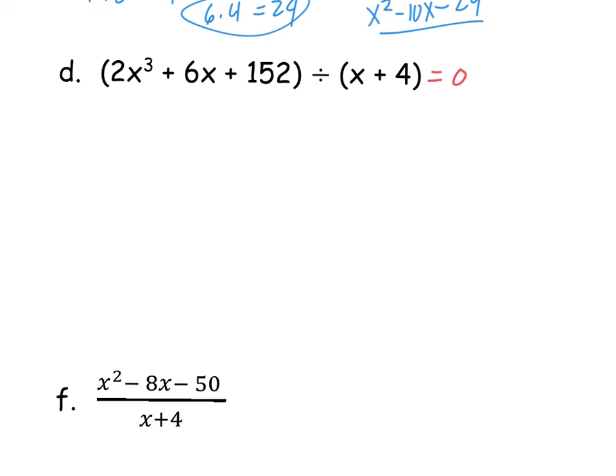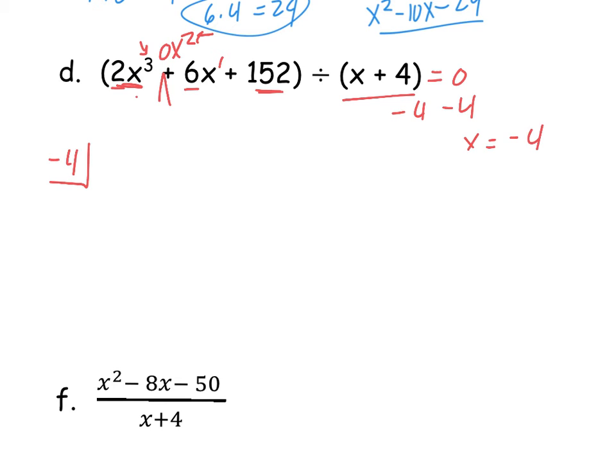First, set what you're dividing by equal to 0, so subtracting 4, I get x equals negative 4. I'm going to put a little negative 4 right here in the box. We list them out, and you would think it'd be 2, 6, and 152. But we have an x cubed, but I don't have an x squared. So I need to put a 0x squared inside there. Now it's x cubed, x squared, x to the first, and a constant. So it is in degree of decreasing order.